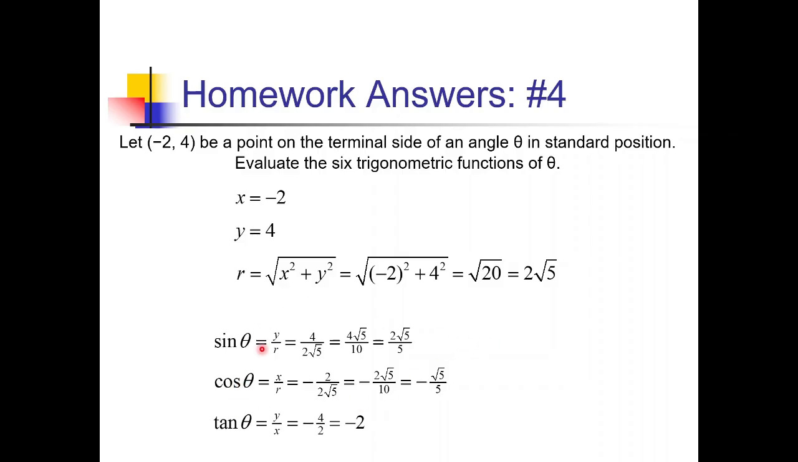So cosecant was r over y. So in this case, that's going to be 2 radical 5 over 4. And I can reduce that to be just radical 5 over 2. Next up, let me do secant, which is r over x. So that's going to be negative 2 radical 5 over 2, which I can reduce to just negative radical 5. And then finally, we're going to do cotan, which is x over y, the reciprocal of tangent. And so that's going to be the reciprocal of negative 2, which is negative 1/2.